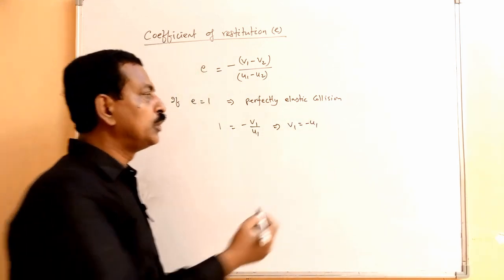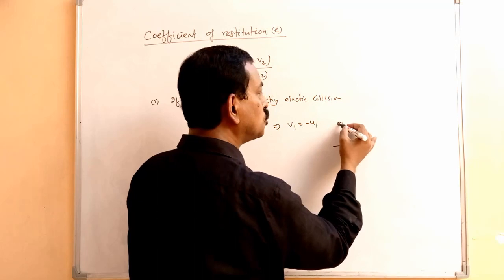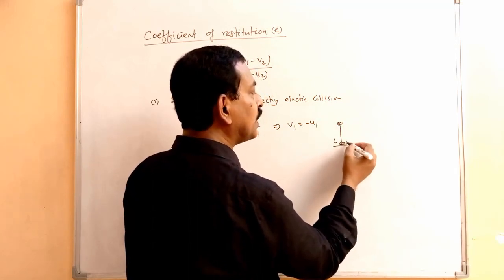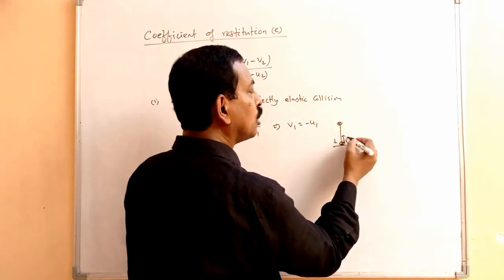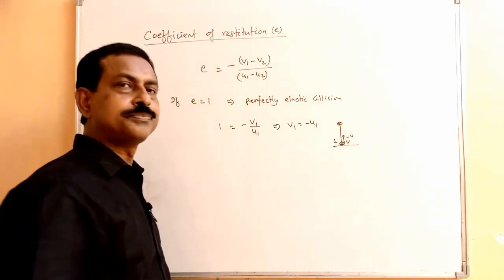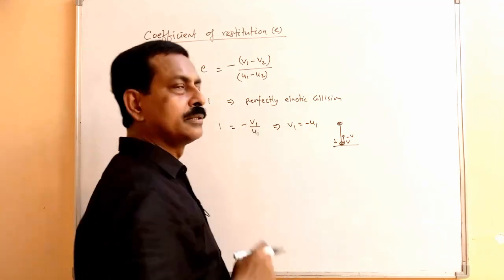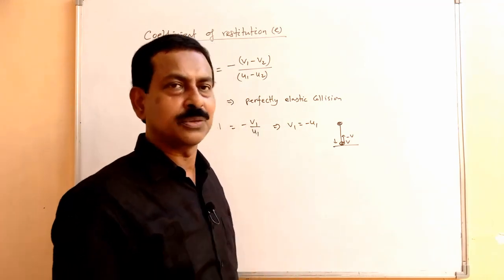And this is what we observe also. If a ball is dropped, it collides with particular velocity, suppose v. In that case, it gets reflected also with the same velocity. So this is what we get. Magnitude wise it will be same, direction will be opposite.